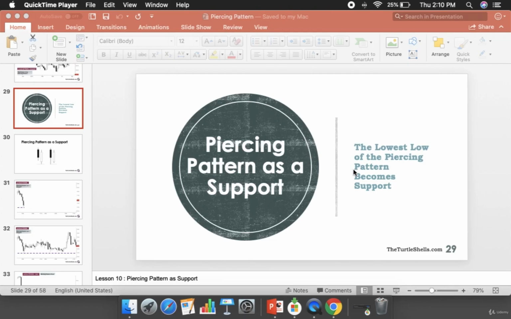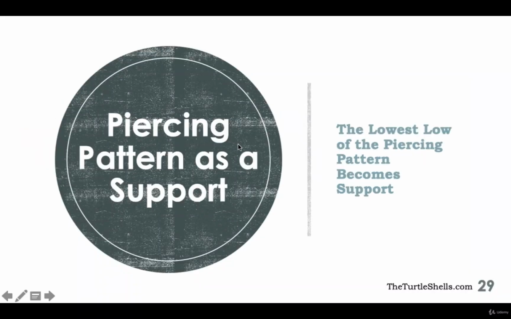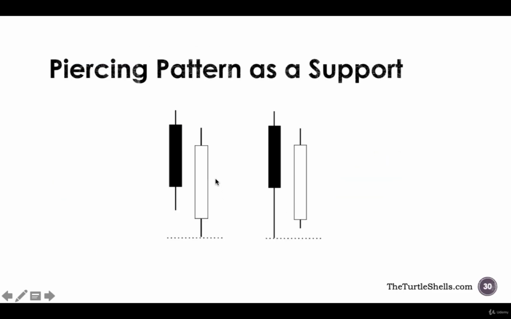Okay, the piercing pattern as a support. We have seen how the hammer and the bullish engulfing pattern become support. Similarly, the low of the piercing pattern becomes support. So the lowest low of the piercing pattern becomes support. This we have already discussed when we were discussing the bullish engulfing pattern. So the lowest low, whichever is the lowest low of the two candles, becomes the support area.